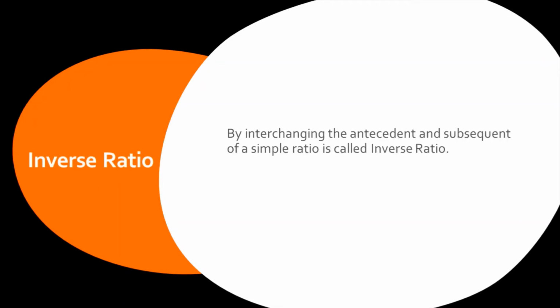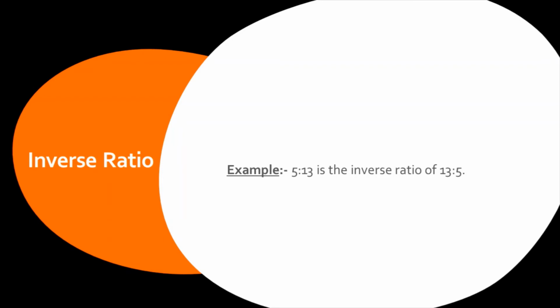Inverse ratio. Interchanging the antecedent and subsequent of a simple ratio gives the inverse ratio. Example, 5:13 is the inverse ratio of 13:5. That is the thing: the subsequent will be in the antecedent position and the antecedent will be in the subsequent position. That is the thing of inverse ratio. That is the definition and that is the example.